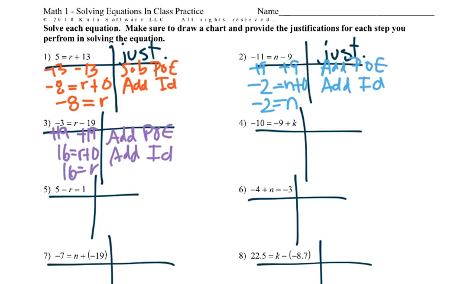So hopefully these are looking pretty simple because they're designed to be fairly simple, just getting us in that habit. So negative 9, we add 9 to both sides. So negative 10 plus 9 is negative 1 equals 0 plus k. So I use the addition property of equality. Then to drop the 0, the additive identity of 0 allows it to be negative 1 equals k.